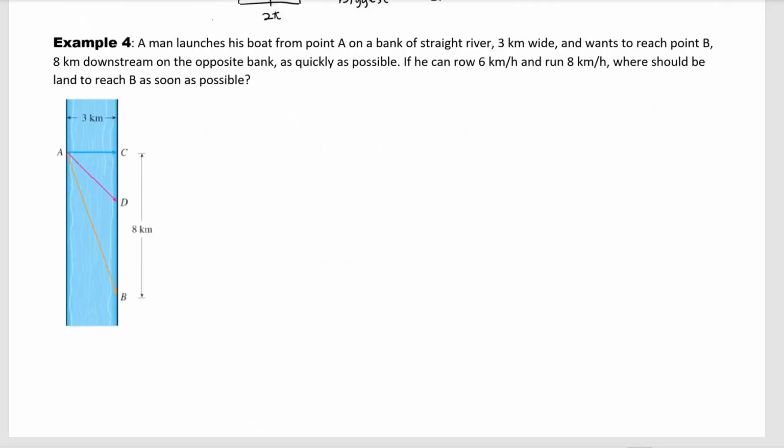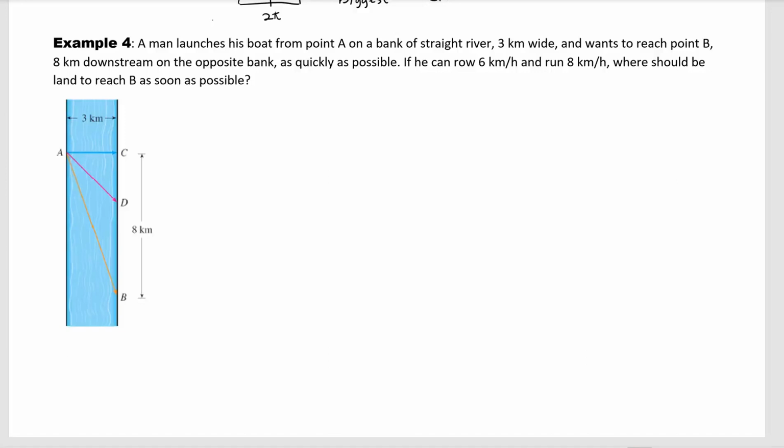Okay, so how about example 4? Example 4: a man launches his boat from point A on the bank of a straight river, 3 kilometers wide, and wants to reach point B, 8 kilometers downstream on the opposite bank, as quickly as possible. If he can row 6 kilometers per hour and run 8 kilometers per hour, where should he land to reach point B as soon as possible?